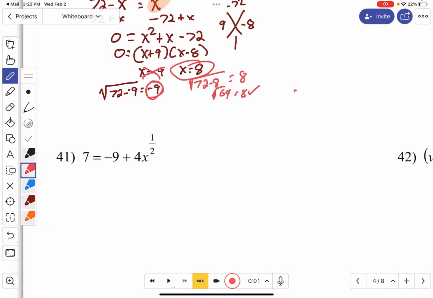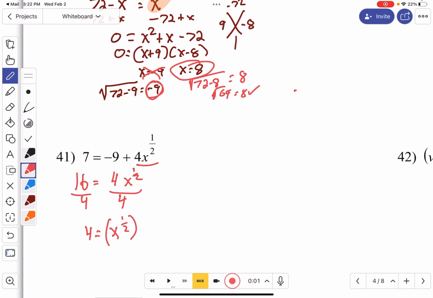Number 41. Okay. We can think of that as square root. So we're going to isolate that part first. So we're going to add 9. So that 16 is equal to 4 times x to the 1/2. I just want to get that x by itself. So I'm going to divide by 4. So 4 is equal to x to the 1/2.